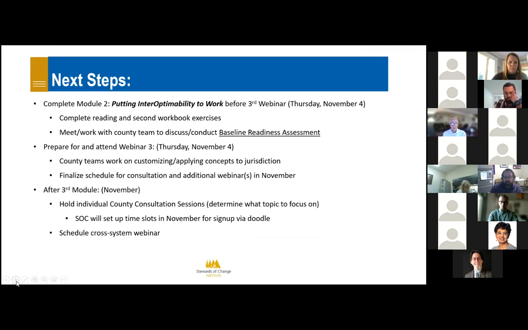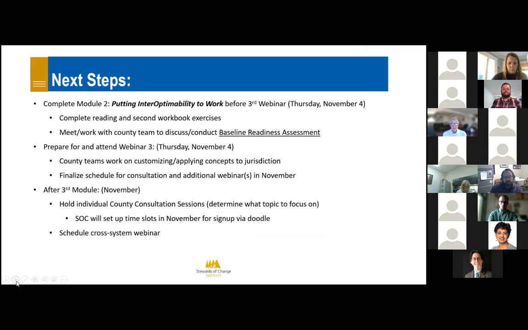So prepare for and attend the 3rd seminar. Think about what really is most important to you, either the concepts or the particular applications that are useful to you that you want to learn more about, or getting access to other resources. And then what we'll do is we'll finalize the schedule for consultation.